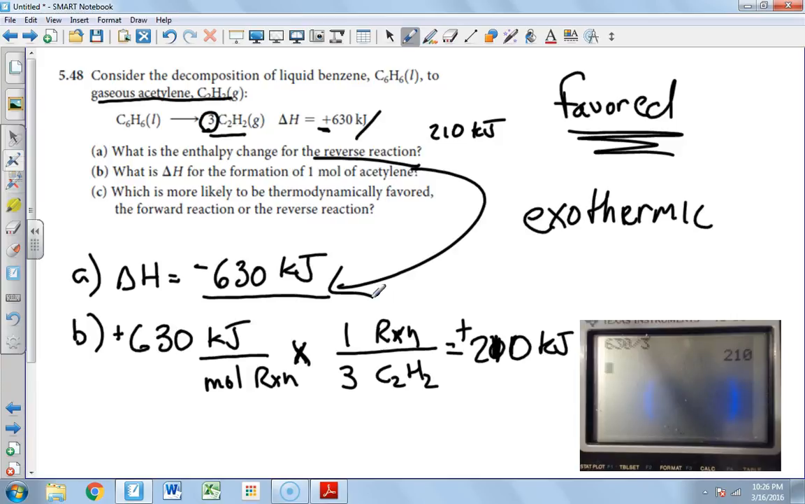Anyways, so that's how we determine kind of what's going on with these reactions. Hope this helps clear up how to manipulate the delta H, kind of clears up some unit conversion stuff.